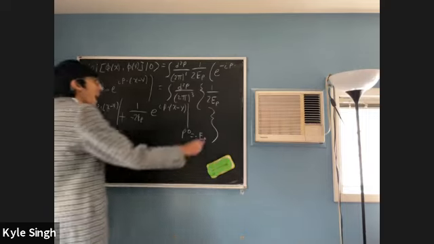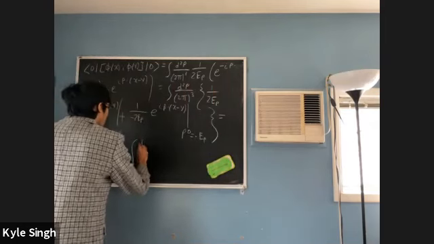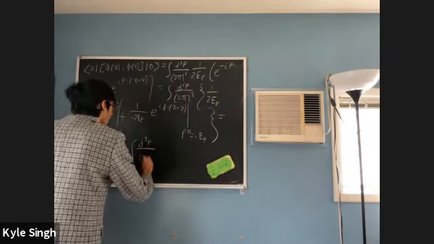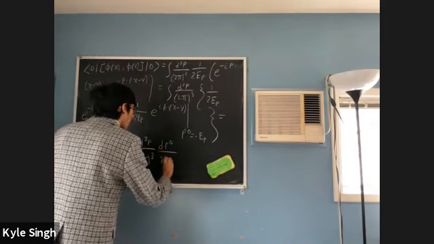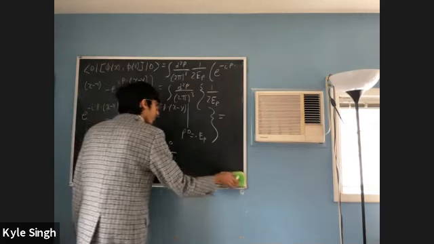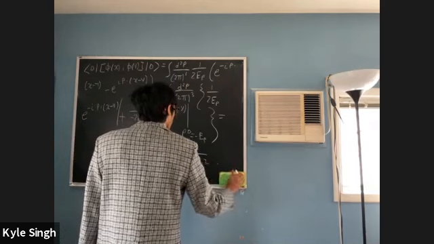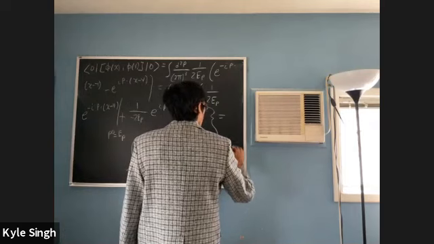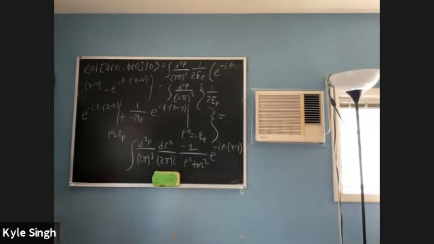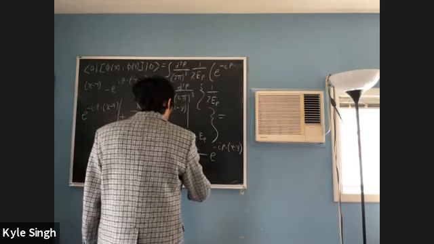When you integrate this, you will get the following result: the integral d3p over (2 pi) cubed, dp0 over 2 pi i, minus 1 over p squared minus m squared, e to the minus i p dot (x minus y). No, not plus, minus m squared.